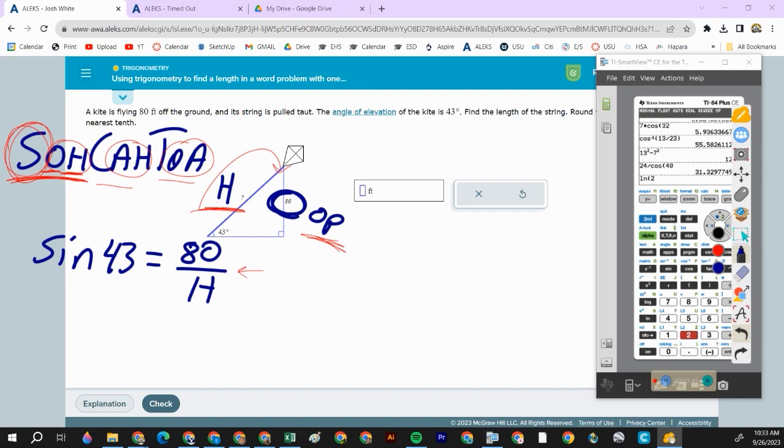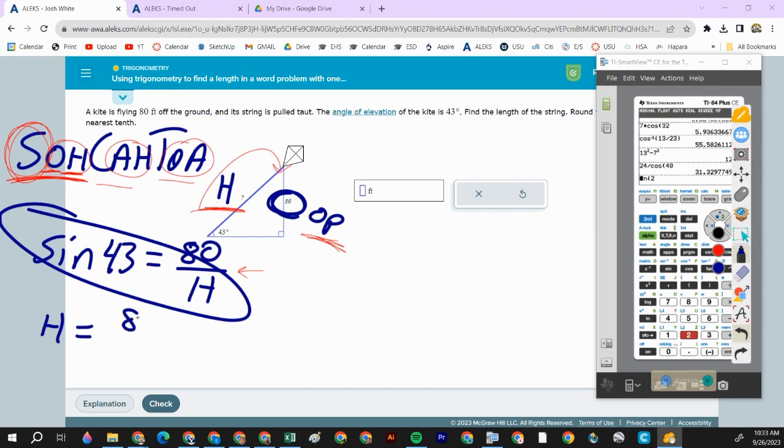And there are only two types of problems. Either we switch the trig ratio and the variable, or we multiply by the denominator. Is this a multiply or a switch problem? It's a switch problem because the H is on bottom. So I switch places, and I get H equals 80 divided by the sine of 43. So I would just type that in my calculator and then round to the nearest tenth.